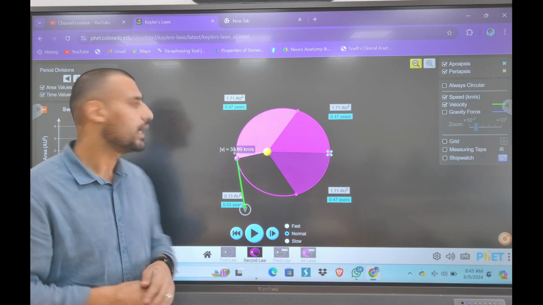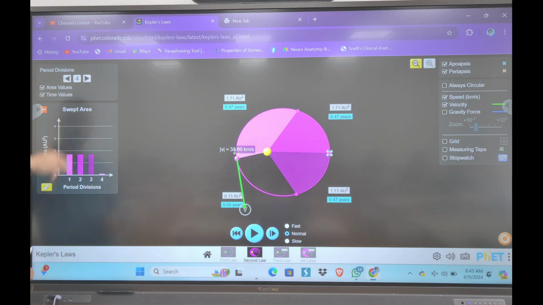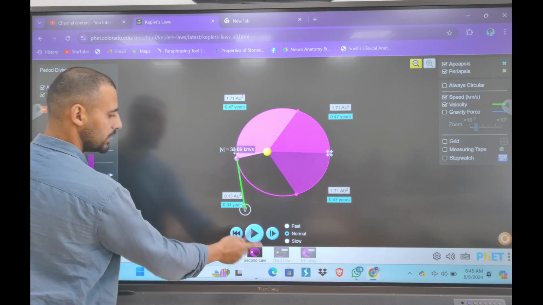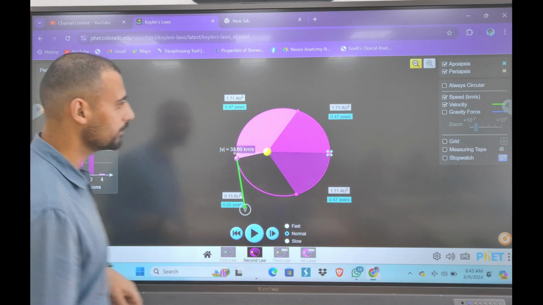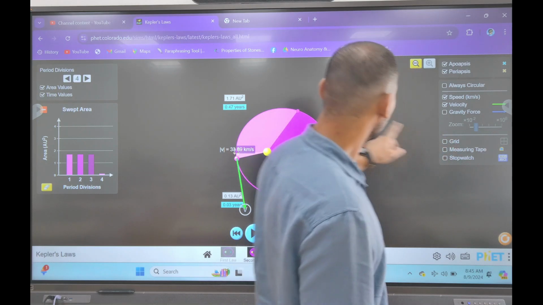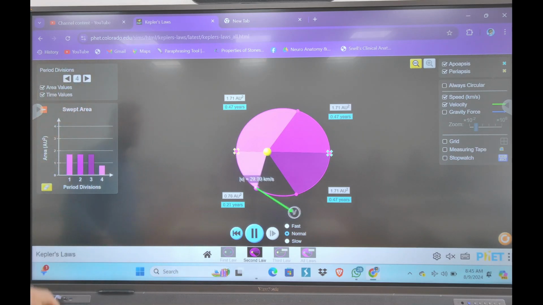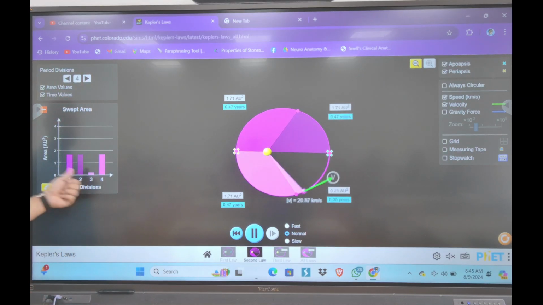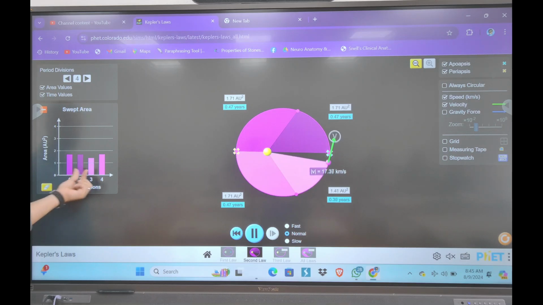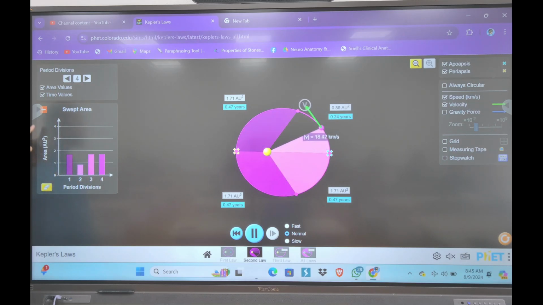Is that fine? And you can notice it here as well from the swept area graph. Let's play it again. See, look at this. The period first, second, third and fourth, and see the area that has been covered. Area remains the same.